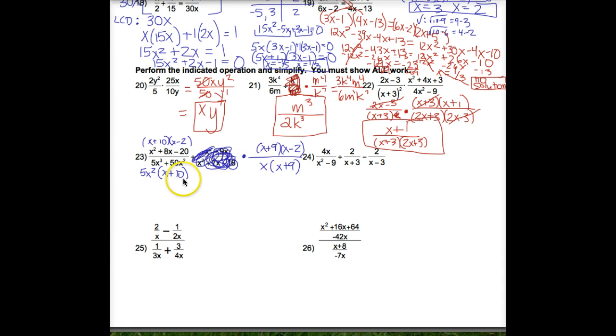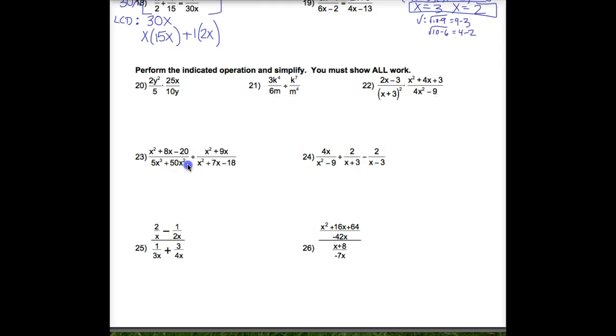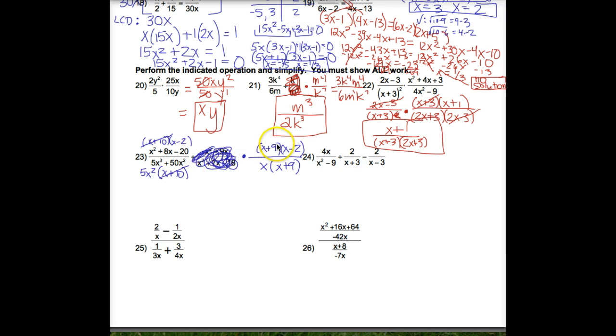So now I'm going to cancel my common factors. So I've got x plus 10s above each other here. I've got x plus 9s that cancel in this fraction. And on this one, I actually don't have anything that cross reduces from here to here or here to here. So go ahead and multiply across. X minus 2 times x minus 2 is x minus 2 squared. And on the bottom, 5x squared times x is 5x cubed. And nothing else on the bottom. So this is my final answer.